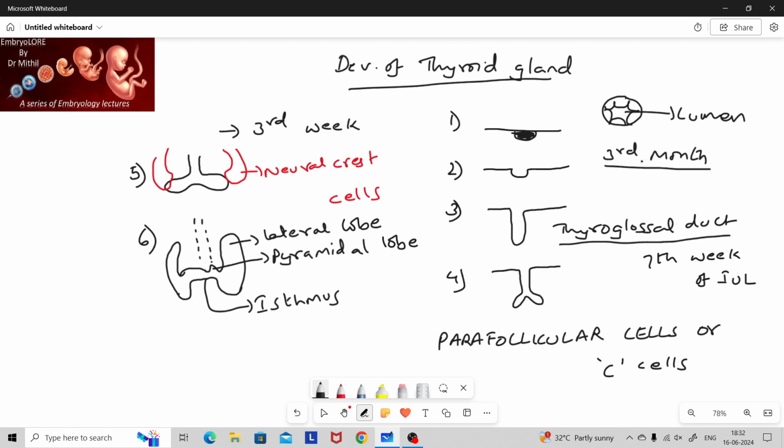triiodothyronine. So at the same time, these parafollicular cells, what are they doing? They are derived from the neural crest cells, and they start producing the calcitonin. As they are producing calcitonin, we are naming them the C cells. Okay, so that is about the thyroid gland development. Now, followed by, as usual, the anomalies of the thyroid gland.